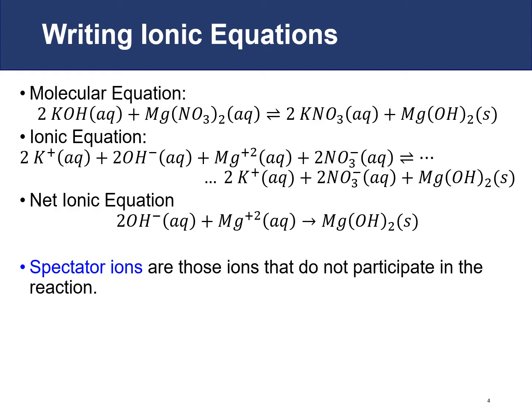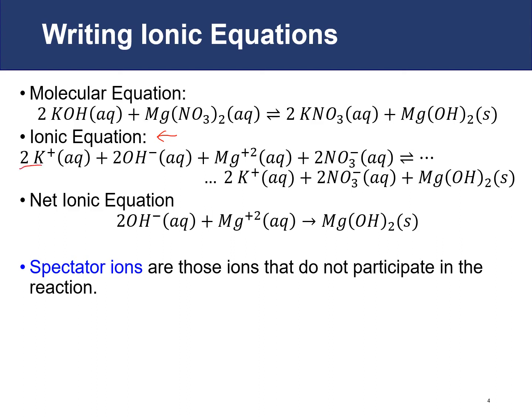Now, a more elegant form of an equation is our net ionic equation. For the net ionic equation, we take our ionic equation and we remove spectator ions. This will allow us to focus in on what is actually doing the reaction, the key components of our reaction. So what we would do is take our ionic equation that we have here, and cancel out the things that are the same on both sides.